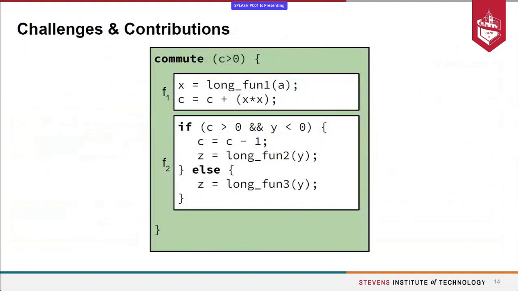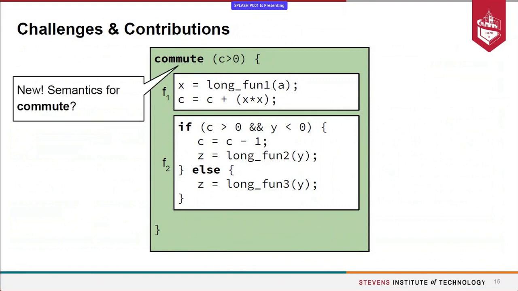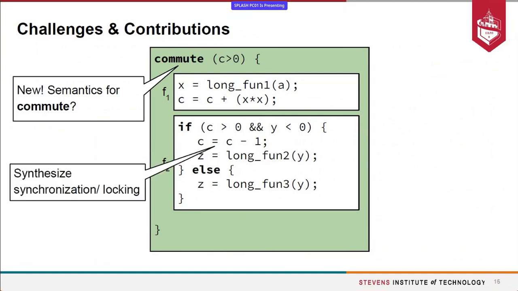And clearly, we don't get this for free. There are a few things we need to do. So first, this commute statement is a new construct, so we're going to have to give some kind of formal semantics to it. We're going to have to ensure that there's some safety property that allows us to just fork and run these in parallel, and we might have to do some kind of blocking to enforce that.